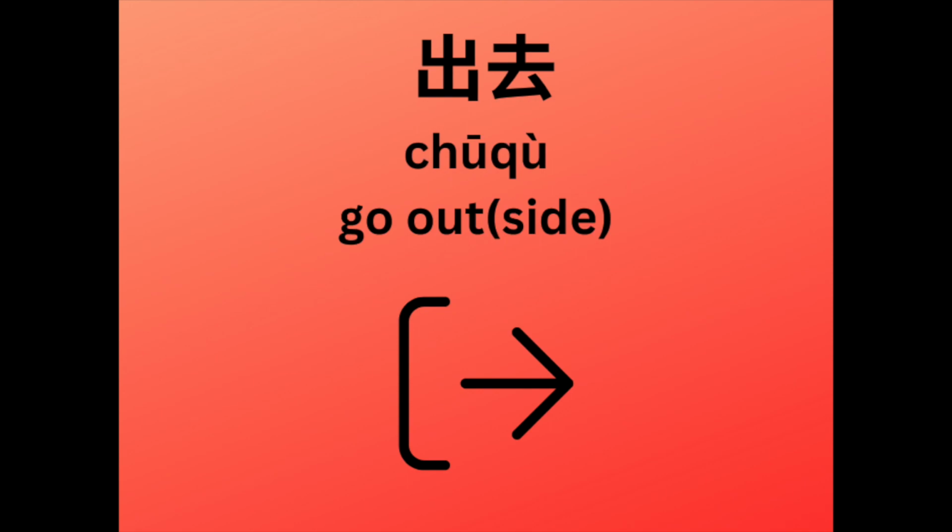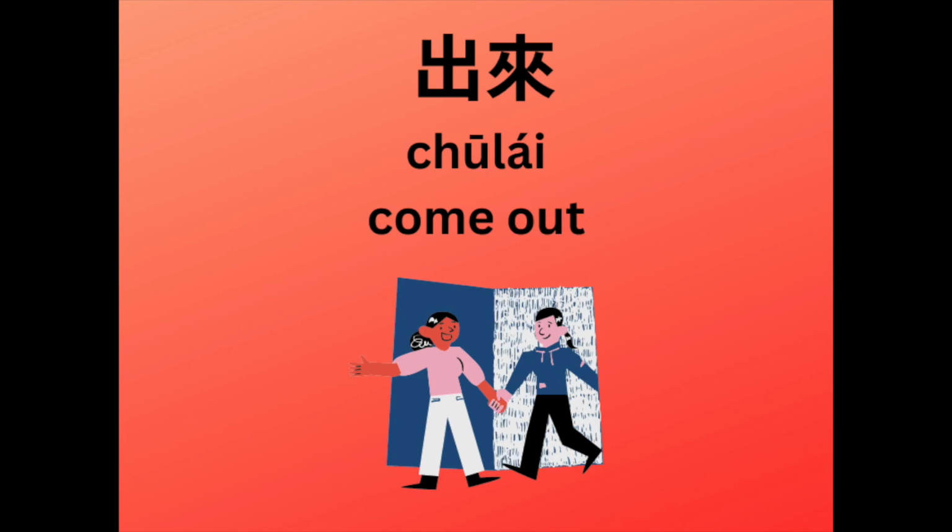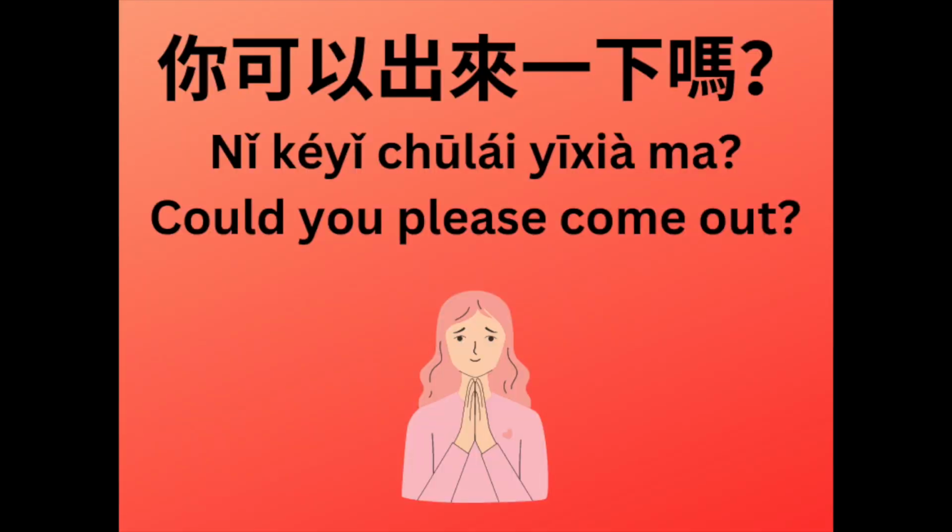Let's put some other characters in front of 去 and 来. First one is 出. 出 means out, to go out. 出 and 去 together is 出去. 出去 means to go out. 我们要出去. We want or we have to go out. We have to go outside. Then the next one is 出来. 出来, to come out. 你可以出来一下吗? Can you come out for a bit?